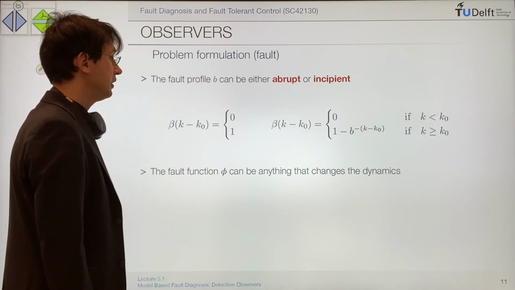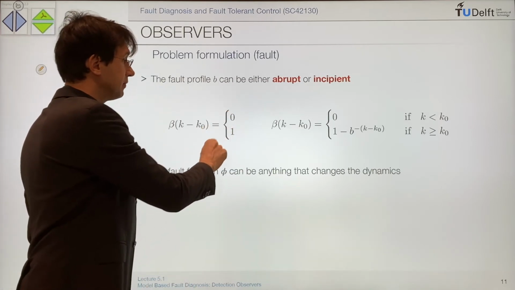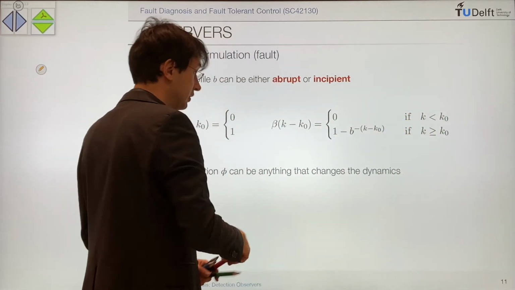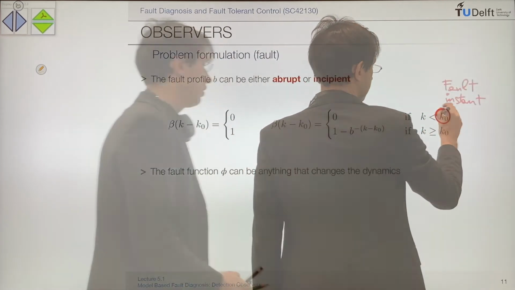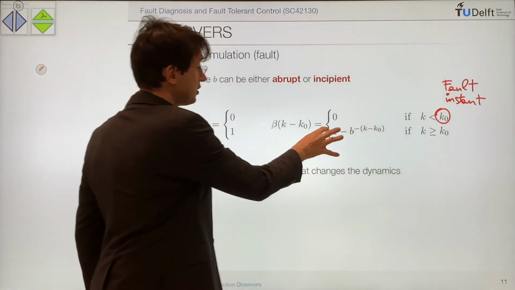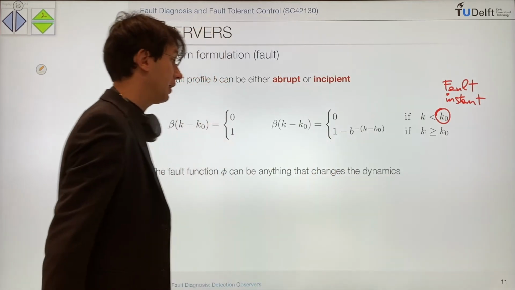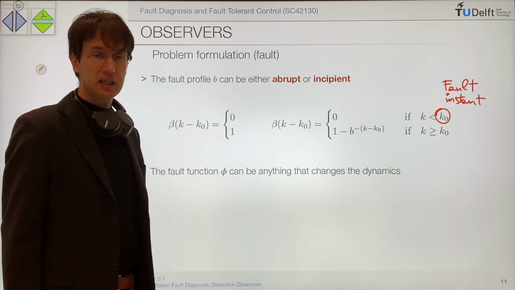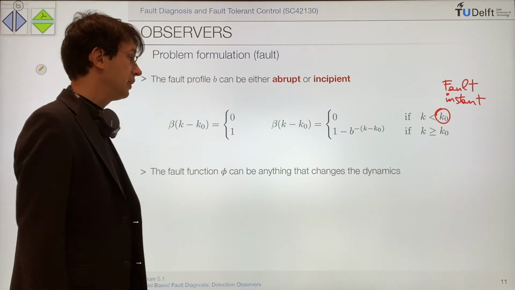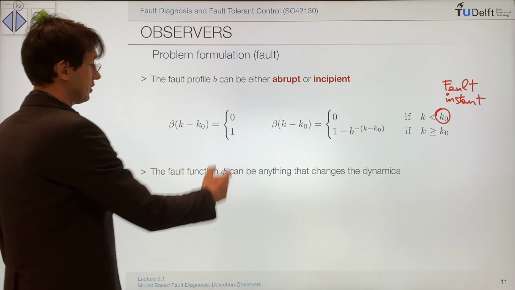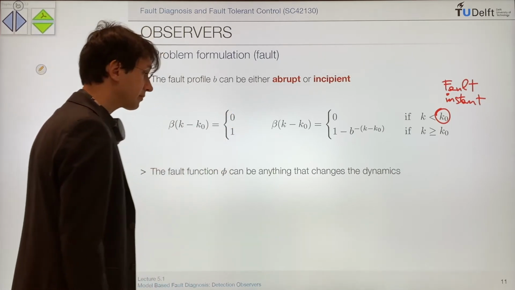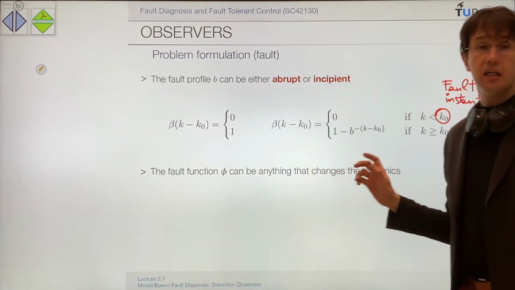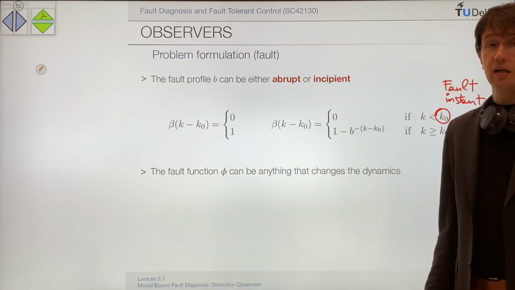So as we said, beta is a switch. Can either be 0 or 1 before or after the fault instant. So K0 is the fault instant. Or can be incipient, for instance, using this exponential time behavior. But you can also have whatever other function for beta. The only requirement, of course, is that it is 0 in nominal conditions. And then the fault function itself, phi, can be anything that changes the dynamics of the system.